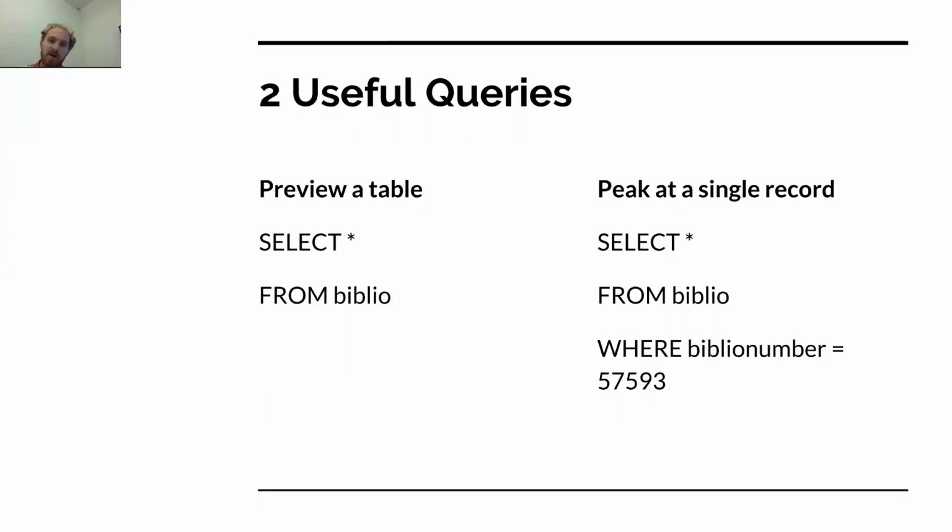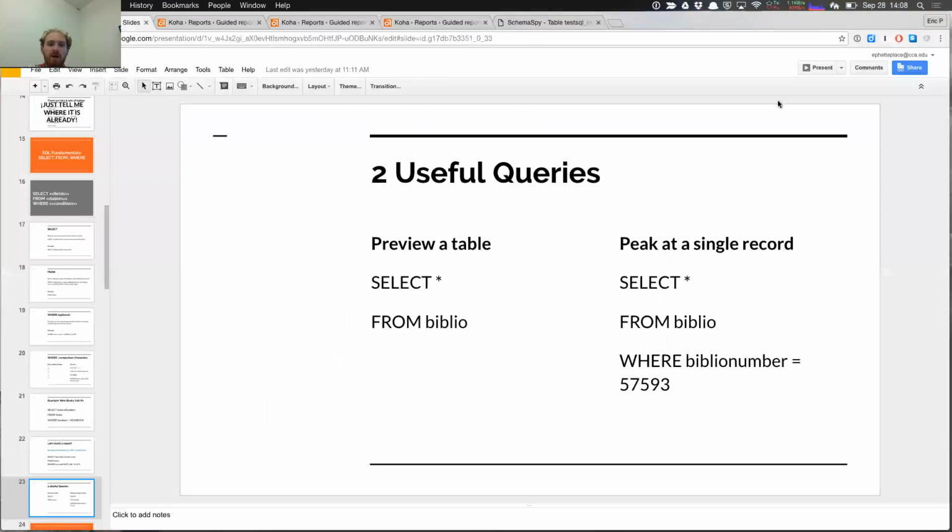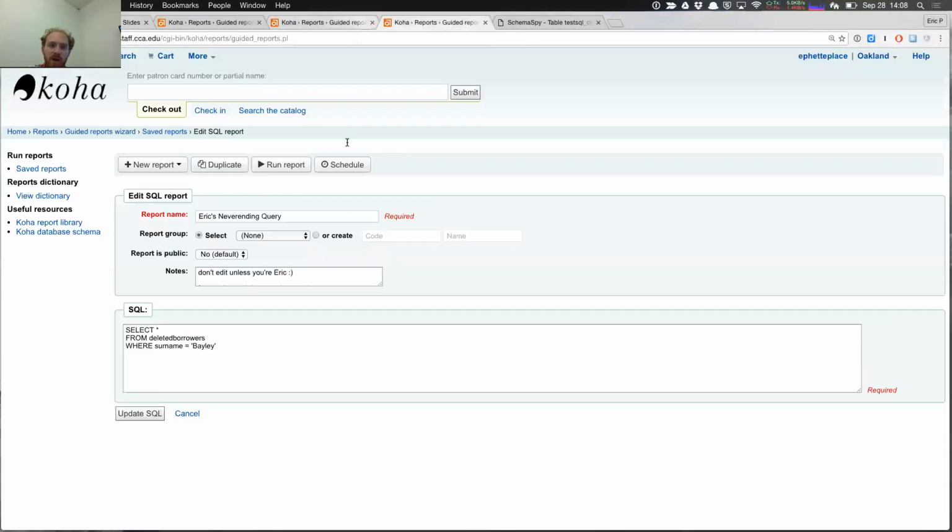Okay. Yeah, so these are super useful strategies. What I do is I just have a never-ending query report that's private so other people can't see it. And so rather than creating a million little test queries, I just edit the same one over and over and over again and do these sorts of queries that are really handy because they let me look at how a table looks or a single record.